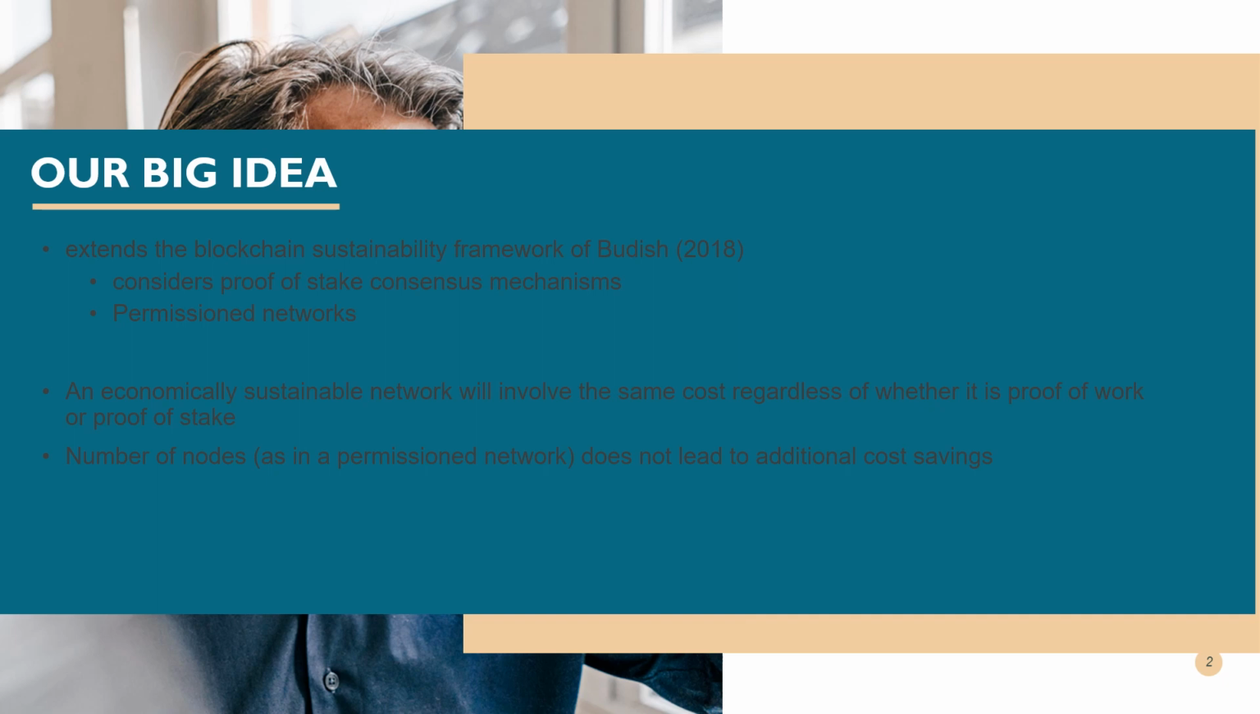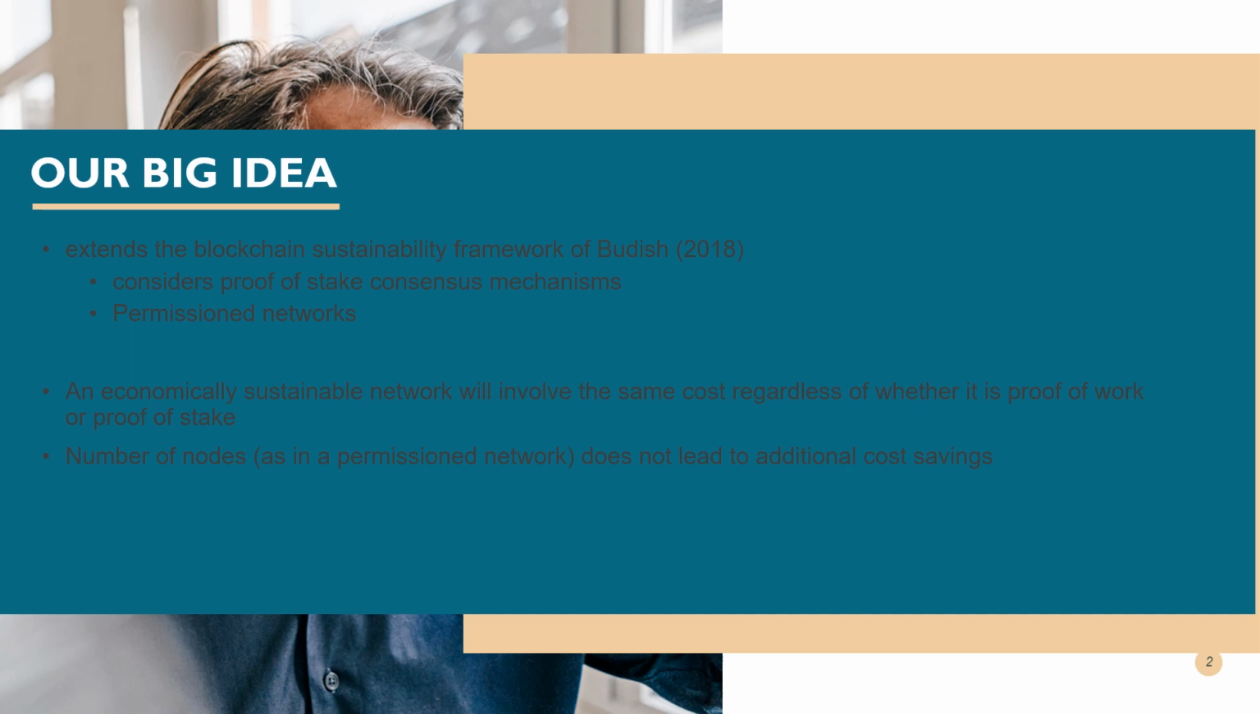Previously, we have a paper on the blockchain sustainability framework by Budish that was published in 2018. In this article, the authors extend Budish's paper idea and consider proof of stake in addition to proof of work consensus mechanisms, and permissioned networks, where the number of nodes is fixed.